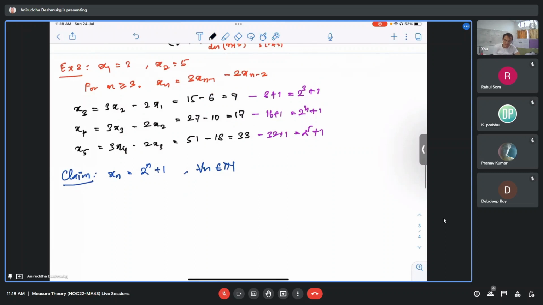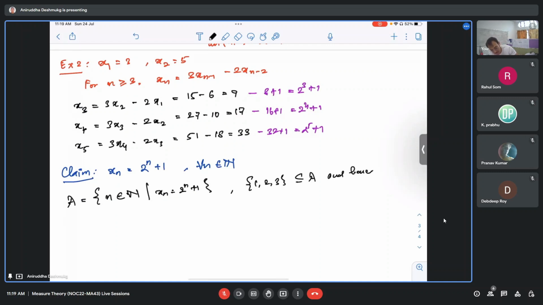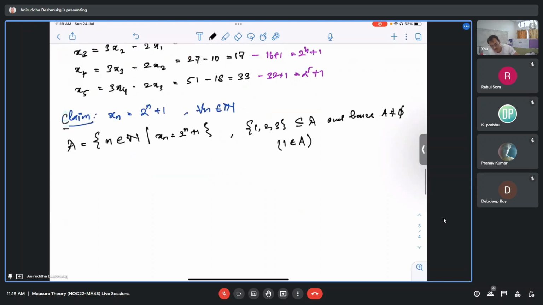Now it is easy to see that x1 and x2 already satisfy this. And we cannot really use x1 and x2 here because we don't have a recurrence relation for x1 and x2. So we'll have to use the induction from 3 onwards. So again, let the set A be the set of all n such that xn is 2 to the power n plus 1. Then I know that this set 1, 2 is a subset of A, and hence A is non-empty. Moreover, I know that 1 also belongs to A, so no issues.